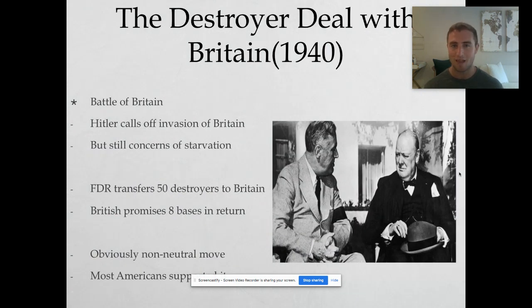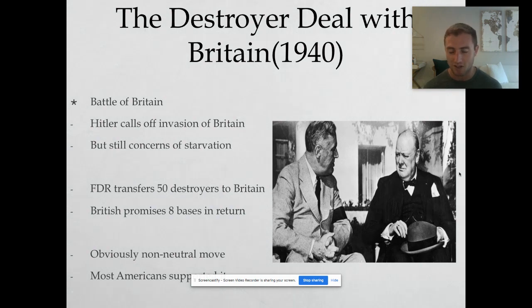And so as the Battle of Britain rages in the air above Britain, where London is bombed each and every night, Hitler eventually calls off the invasion of Britain because the Royal Air Force, using their new technology, radar, is able to defend against superior numbers of the Luftwaffe, the German Air Force. But there's concerns of starvation, because while there is no imminent invasion of England, German submarines have surrounded their island and are not letting any foodstuffs in or out.